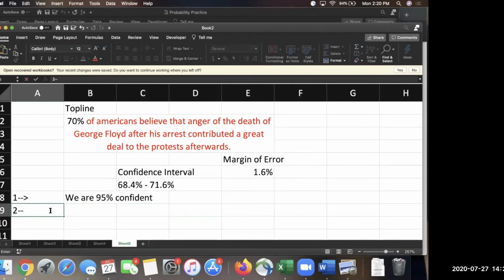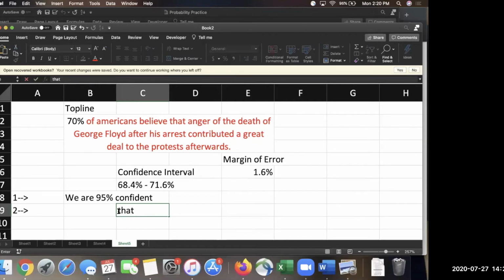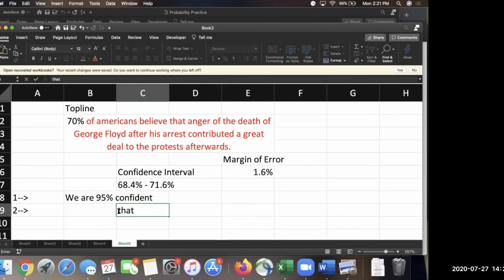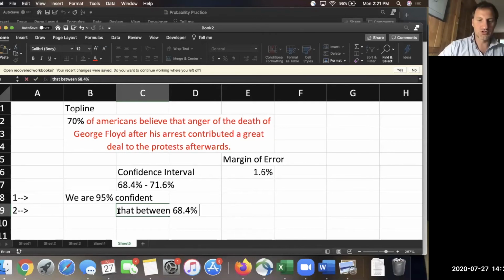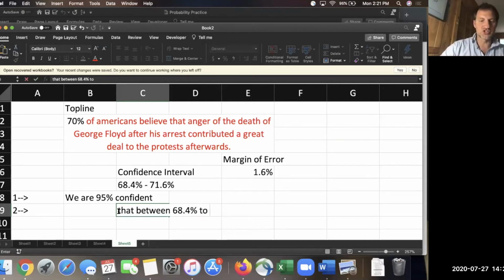Part two, now we bring in the confidence interval. We're not using 70% because we want to show that we understand there's actually a margin of error attached. 68.4% to 71.6%, exactly of, and now we can just jump into everything in red there.